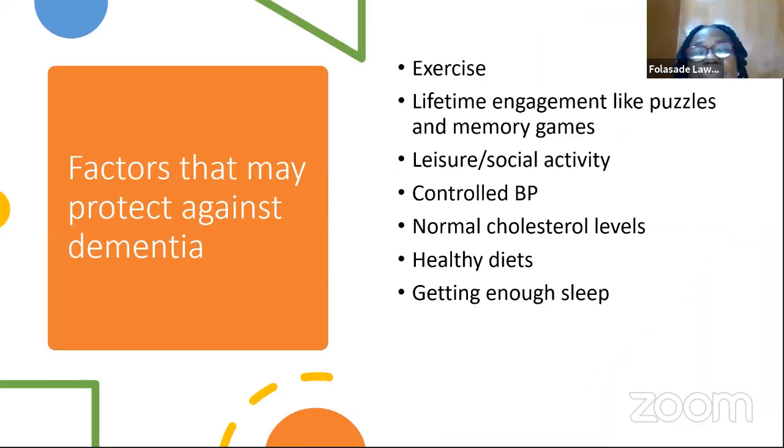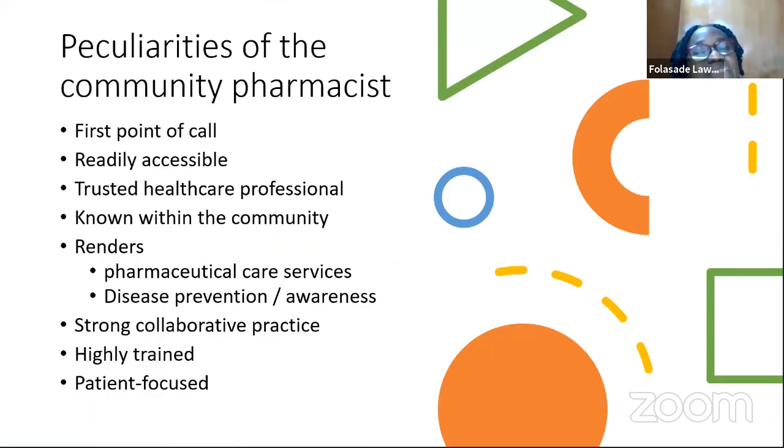I just want us to look at the peculiarities of the community pharmacists. Let's remind ourselves that we are usually the first point of call. We are readily accessible. Patients that are ill, patients that are apparently well, patients that are well, they all come to us. We are trusted healthcare professionals. We are known within our community. We render a lot of services, including pharmaceutical care, disease prevention and awareness. We are engaged in strong collaborative practice. We are highly trained and we are patient focused.